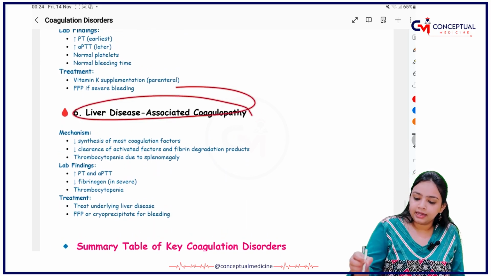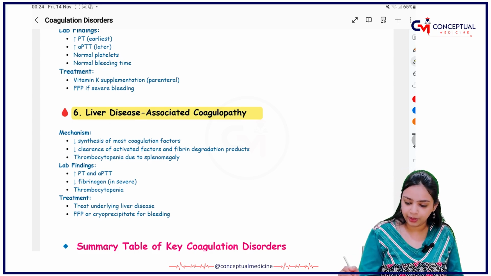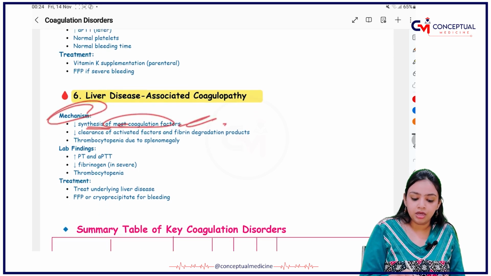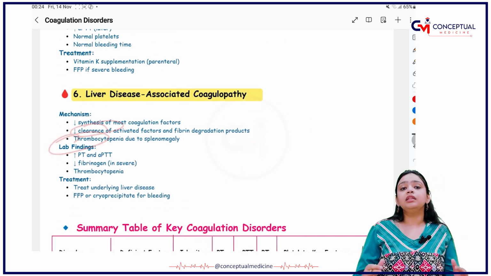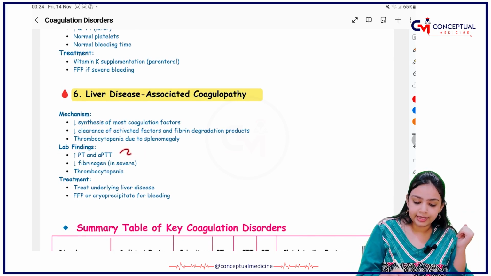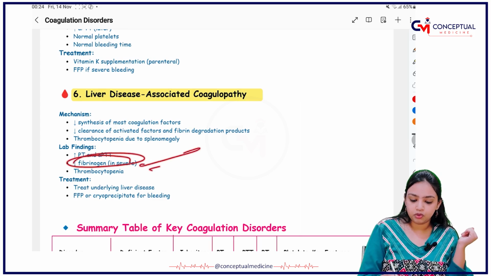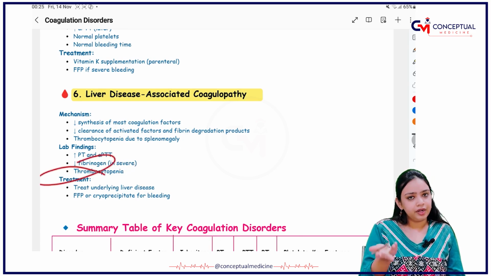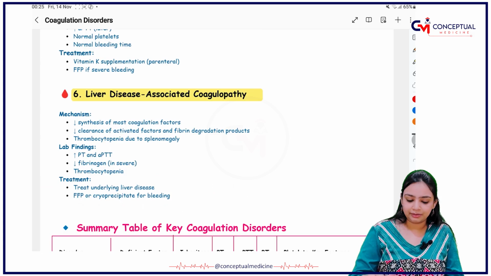Coming on to the next thing, that is liver disease associated coagulopathies. Now, what is the mechanism? There is decreased synthesis of most coagulation factors and decreased clearance. What are the lab findings? I am able to see an increase in PT and aPTT, decreased fibrinogen and thrombocytopenia. What will I do for the treatment? Treat the underlying cause and give fresh frozen plasma.